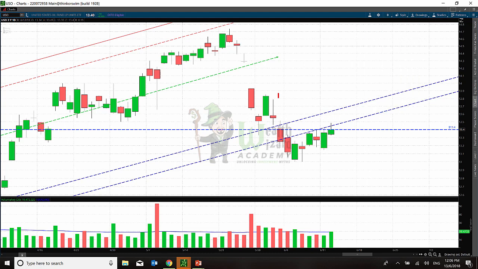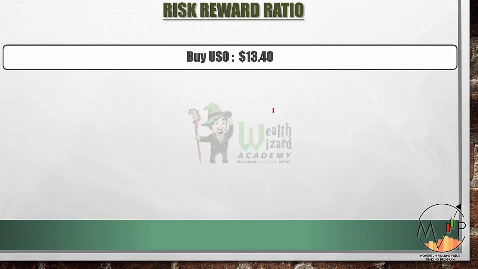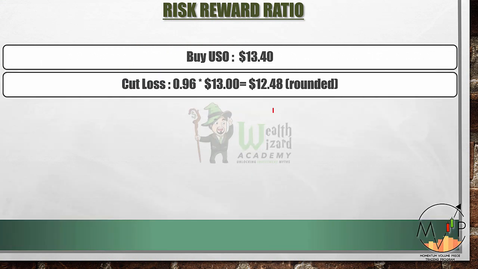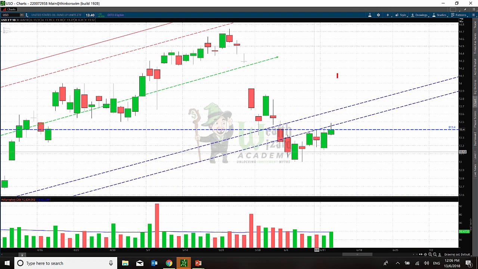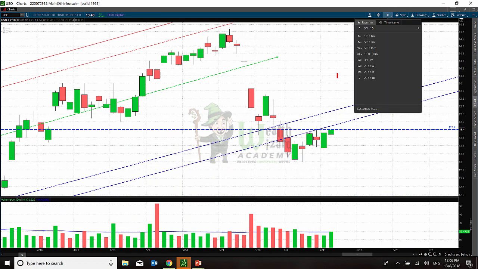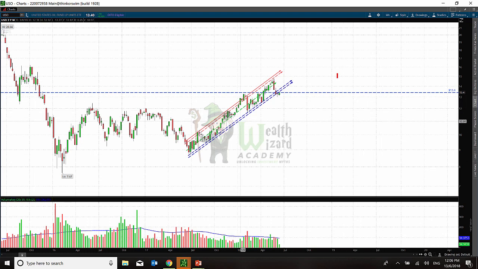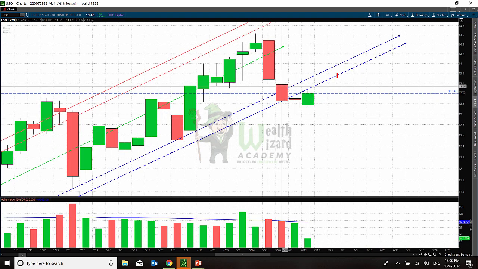So if we were going to buy it at $13.40, this is the calculation. Then our cut loss level, again, we look at the lowest price of this particular down move. We are at the support level, and the lowest price is at $13 over here, $13.